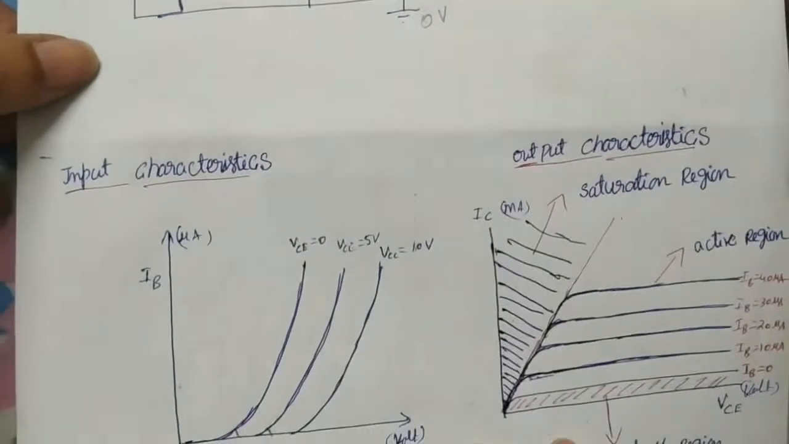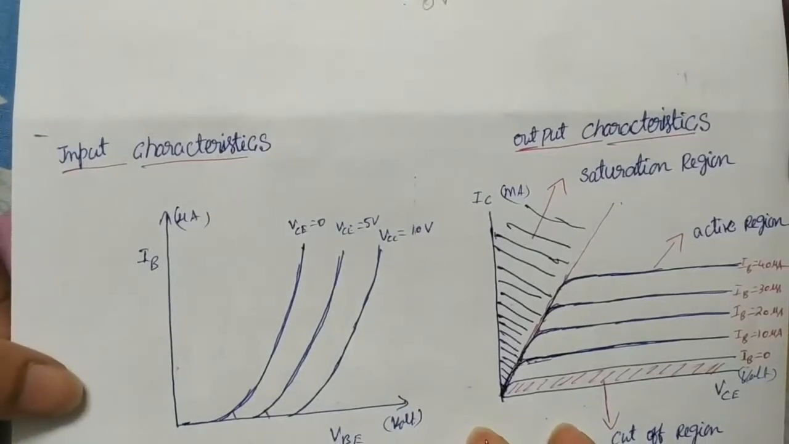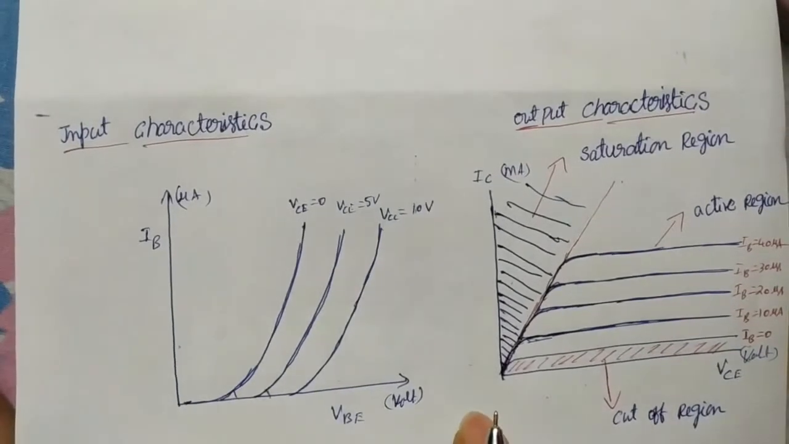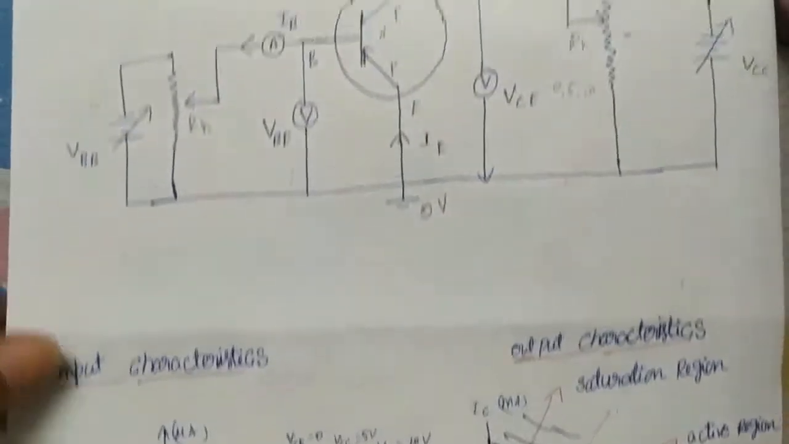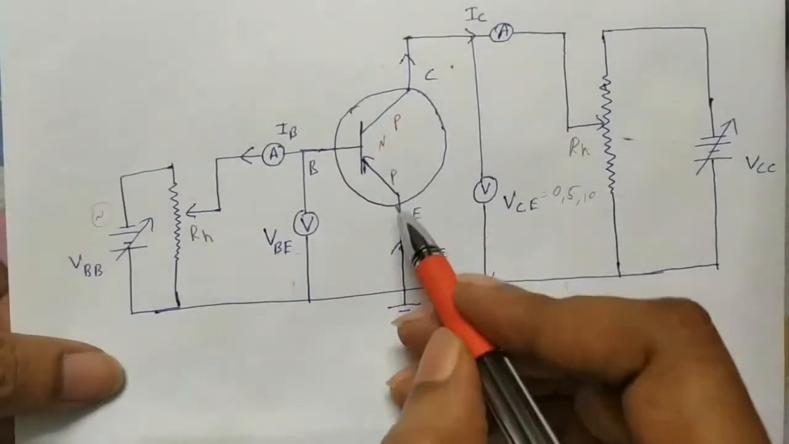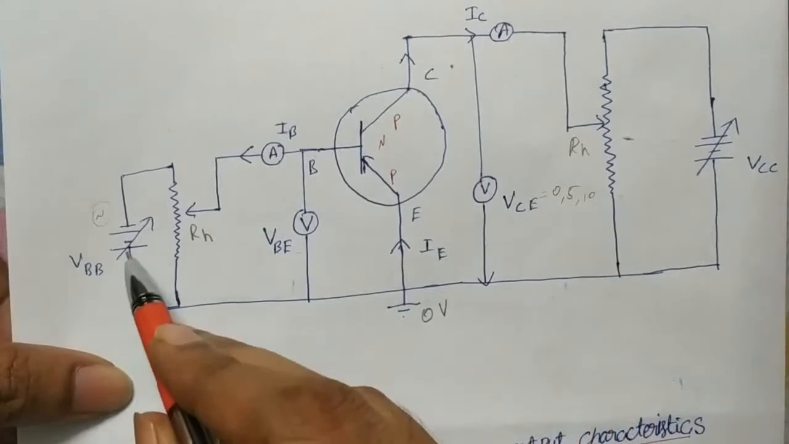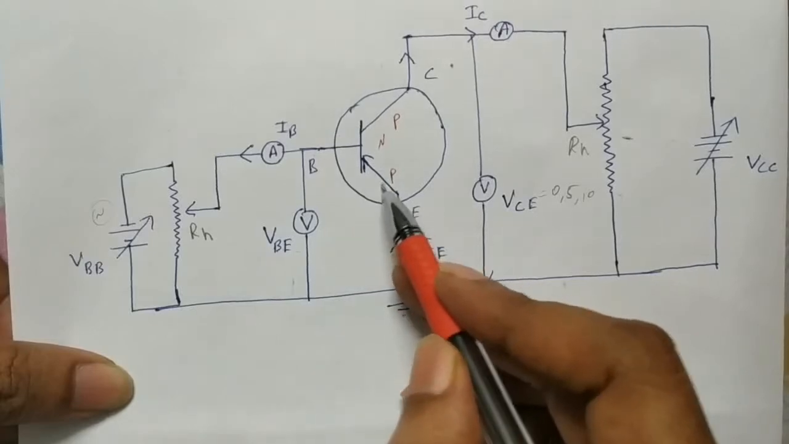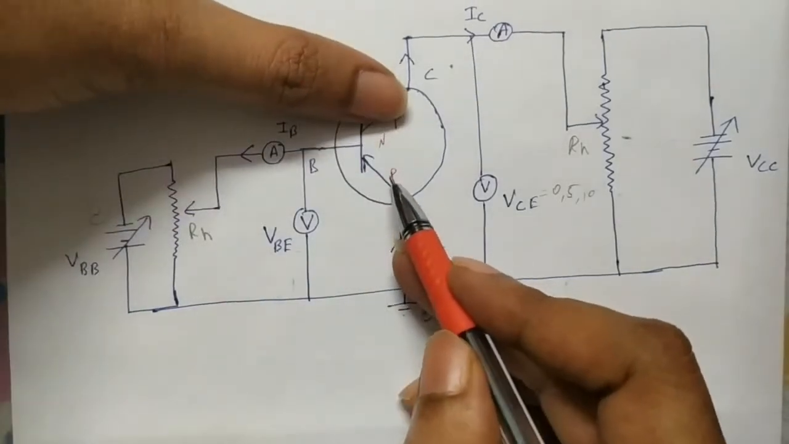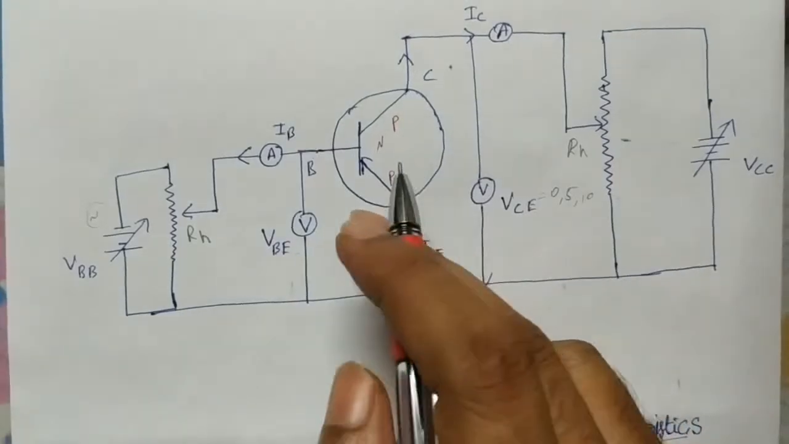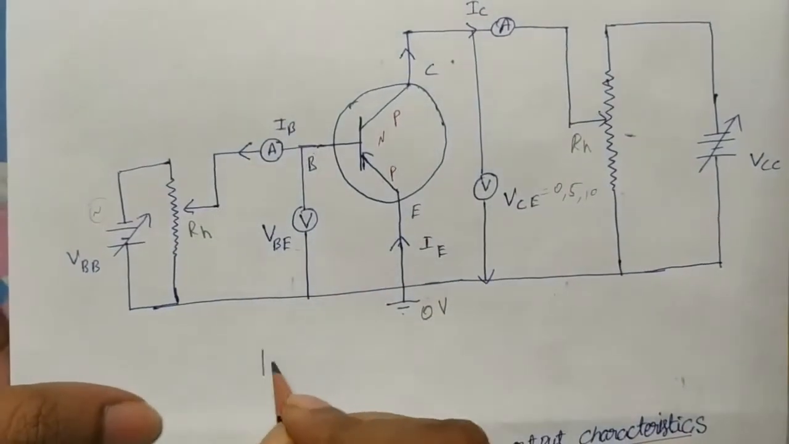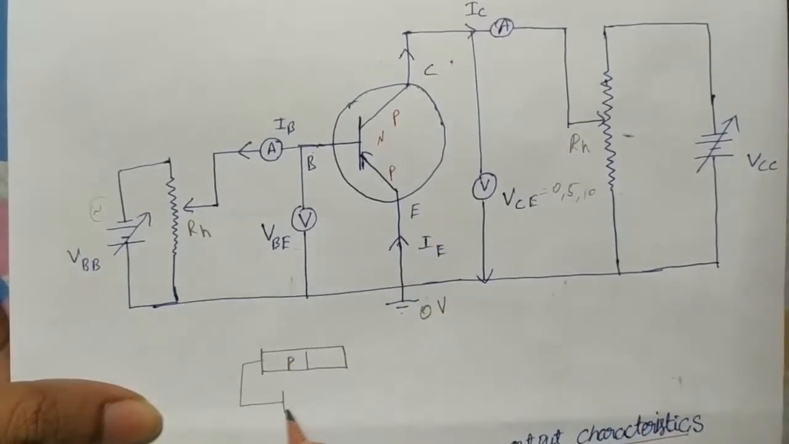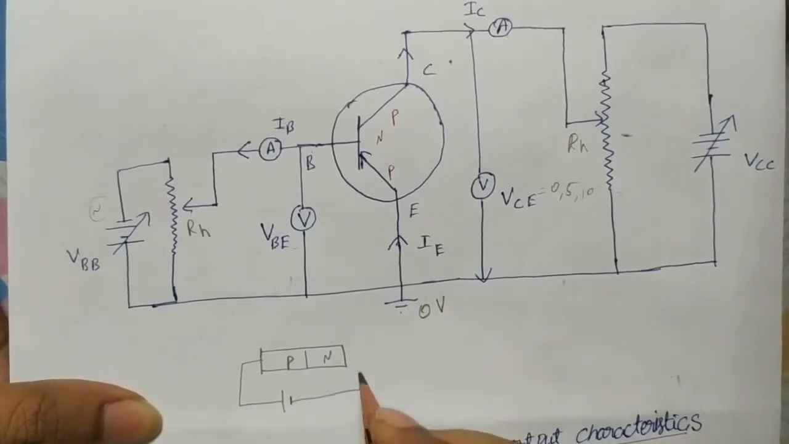Now you see input characteristics and output characteristics of a transistor in common emitter configuration. These are input characteristics. You see this is a PNP transistor. P is connected to the positive terminal of the battery and N is connected to the negative terminal of the battery. That means this is in forward bias. So if you consider only this part, that is only emitter and base, it looks like a diode connected in forward bias.